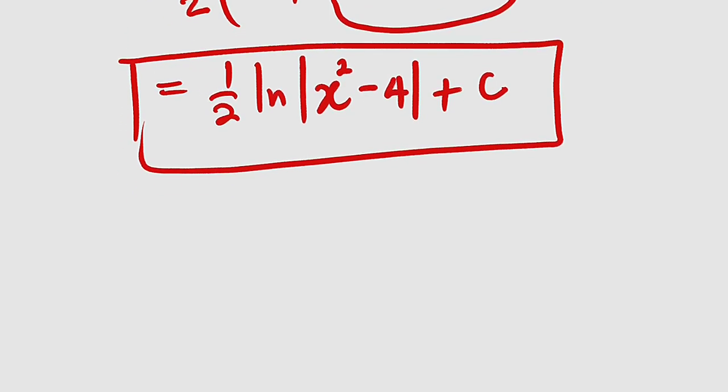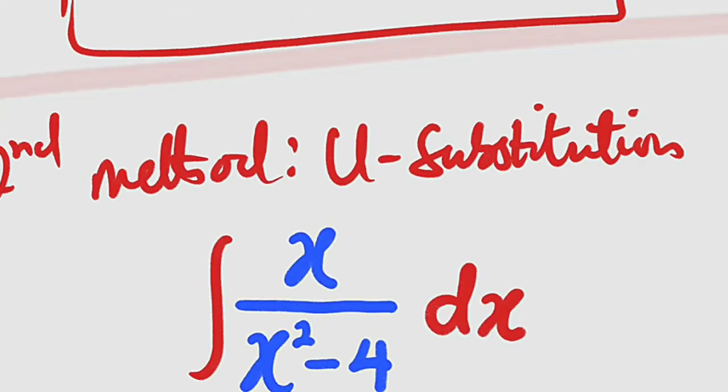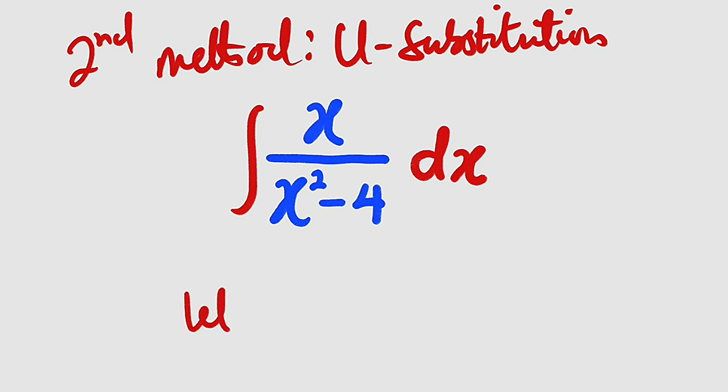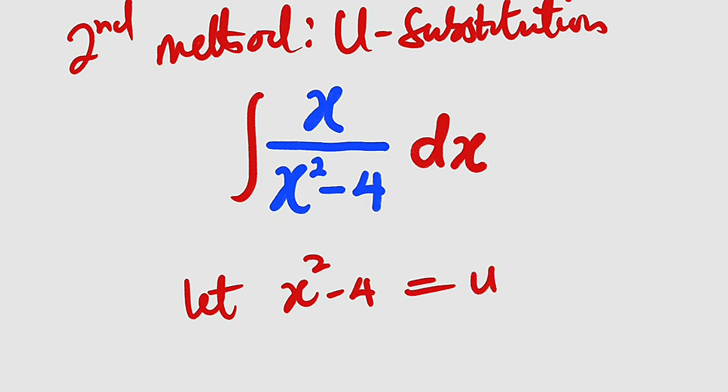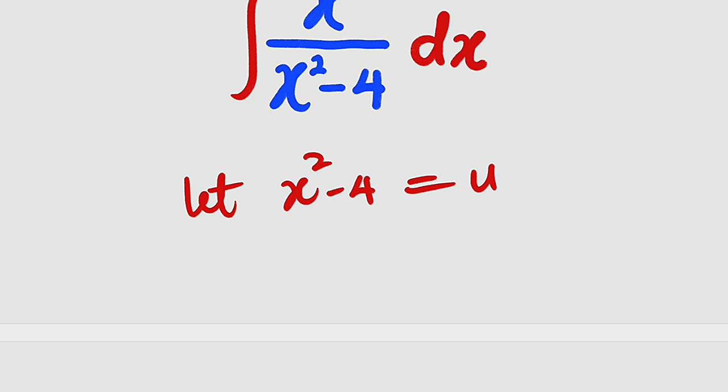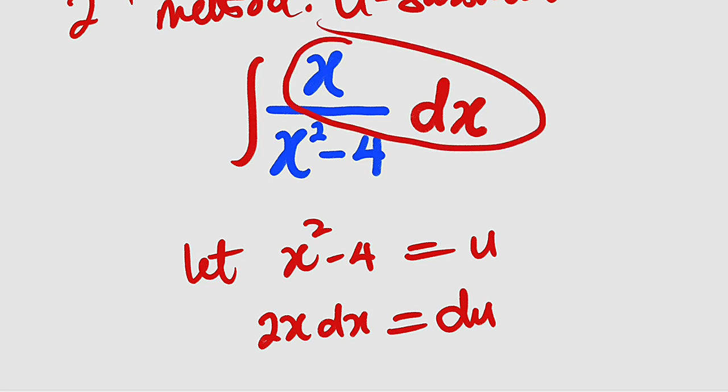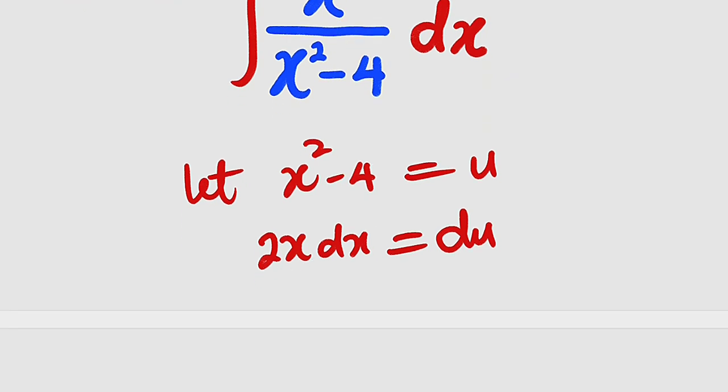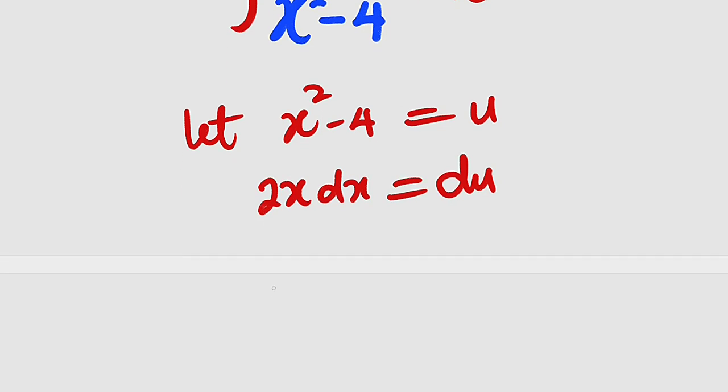Alright, let me show you the second method, that is by u substitution. So by u substitution, I would like to let x squared minus 4, which is our denominator, be equal to u. Let's differentiate both sides. If you differentiate x squared, you have 2x. You differentiate the constant, you have 0. So we have 2x dx equal to du, right? But just observe, at the top we have x dx. So how can we have x dx here? By dividing both sides by 2. So if you divide both sides by 2, you have x dx equal to 1 over 2 du.